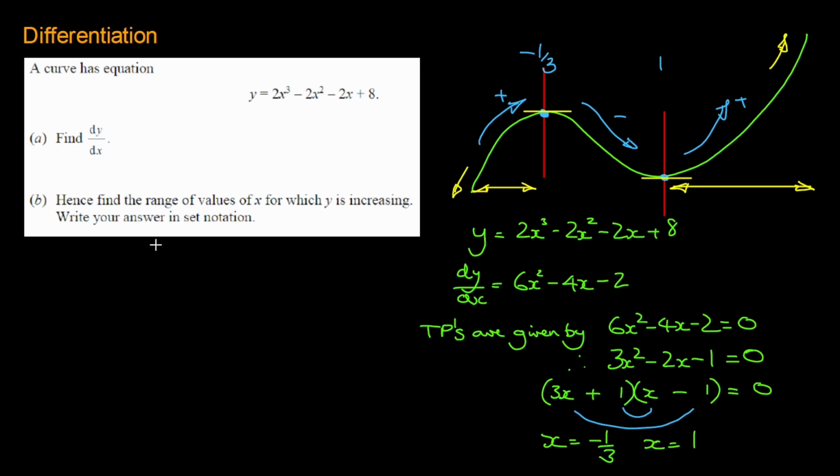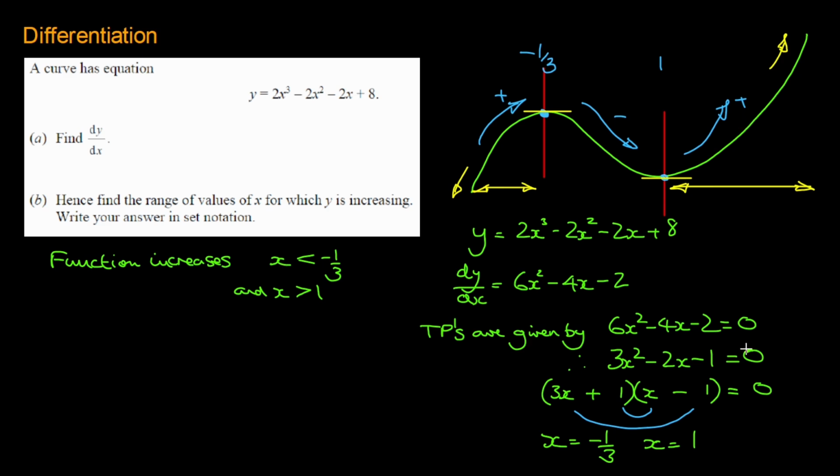So how can I express that mathematically? The function increases when x is less than negative a third, and x is greater than 1. So there are two regions. It's the outer regions that the function increases. Again, we don't include the goalposts because the function is not increasing at those points, because the function's gradient is 0. So that's proof from the cubic.